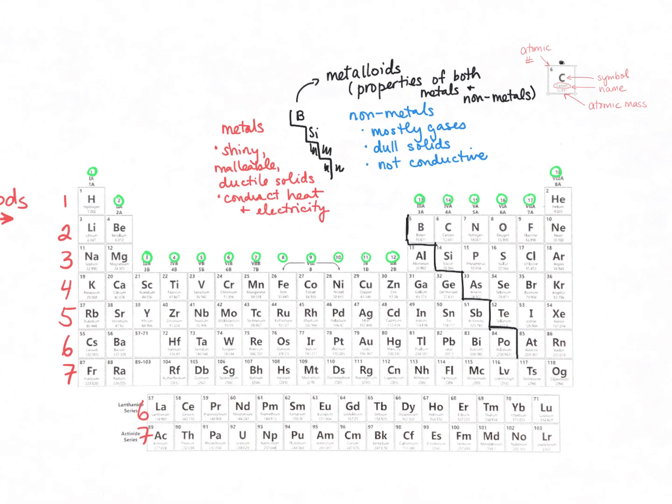Now, I purposely did not include aluminum sitting under boron, because aluminum actually is a shiny, malleable, ductile solid that conducts heat and electricity. So aluminum, even though it's on the staircase, just below this, has only properties of metals. Therefore, aluminum is considered a metal.